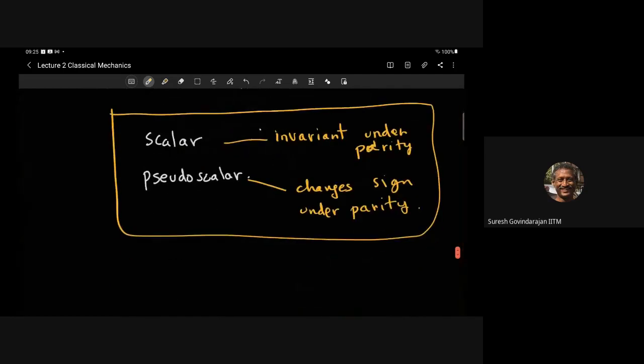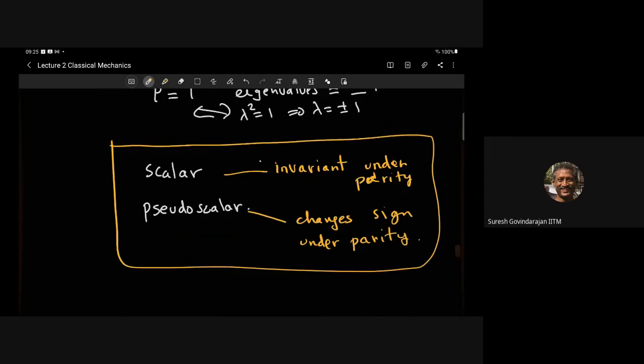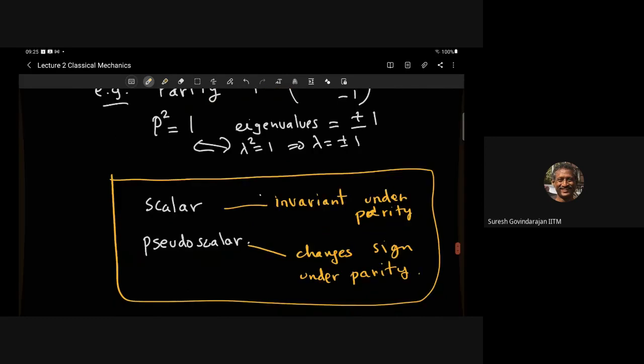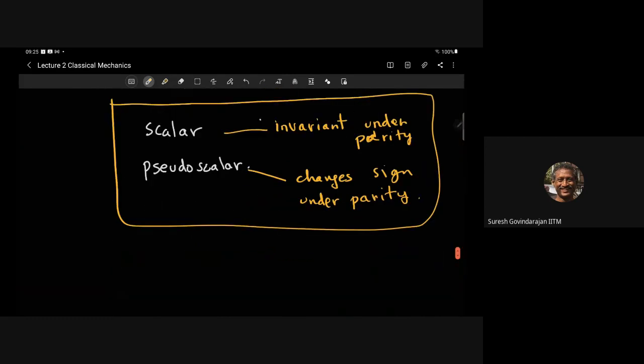Sir, a scalar has only one number. So what does it even mean to say under parity? That's what is a statement of the eigenvalue. So it will be P acting on the scalar, giving you plus 1 or minus 1. So that's all. Okay. We will see examples soon.